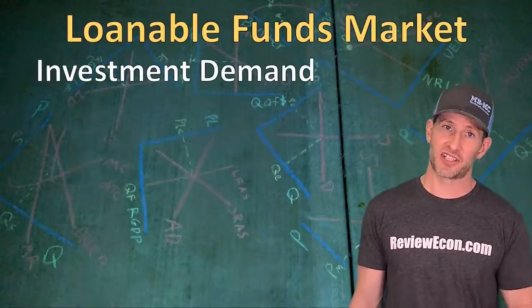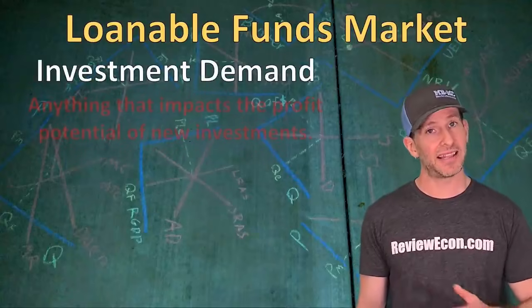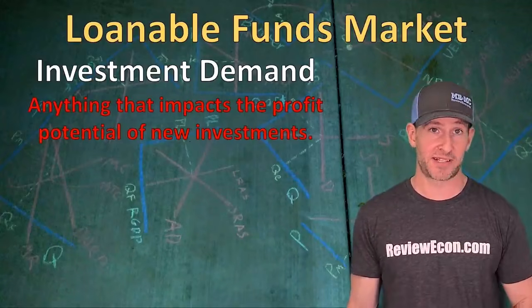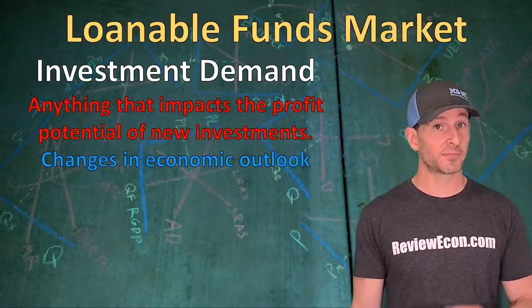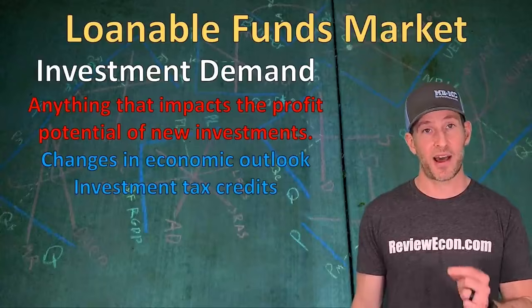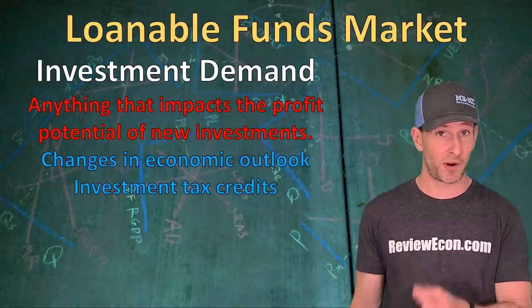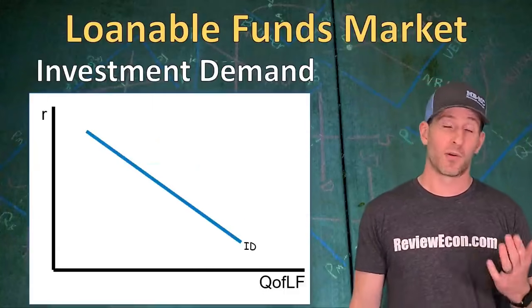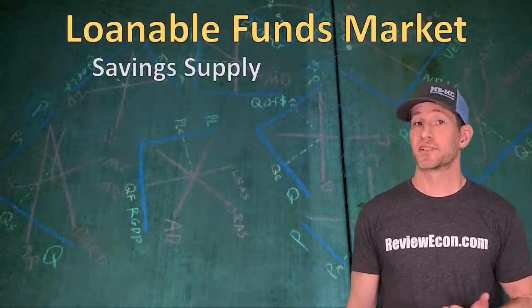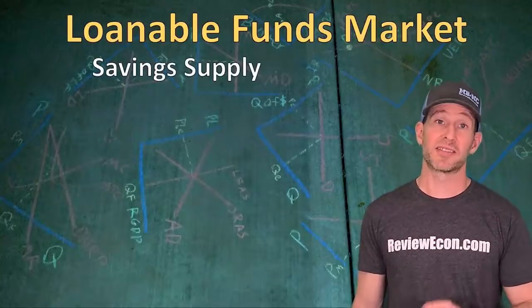The investment demand shifters in the loanable funds market are anything that would change the potential profit for new purchases of investments. That could be changes in the economic outlook moving forward, investment tax credits, or other things that impact how much businesses think they can earn when they purchase new physical capital. A rightward shift is going to be an increase, a leftward shift is going to be a decrease. The supply curve in the loanable funds market is really the savings supply.